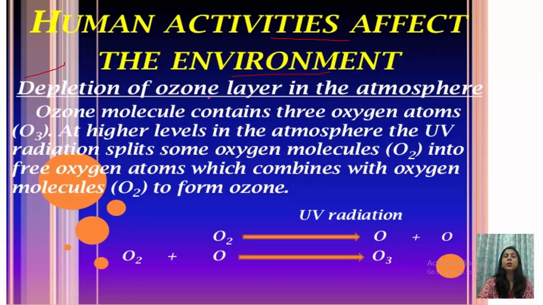We know ozone is the gas O3. Okay. Ozone molecules contain 3 oxygen atoms and at higher levels, we know oxygen is there. At higher levels क्या होता है, the UV radiations by the sun, they split some oxygen molecules into free oxygen atoms, और ये free oxygen जब oxygen molecules के साथ combine करता है, they form the ozone layer, and this ozone layer protects us from the harmful ultraviolet radiations which are emitted by the sun.